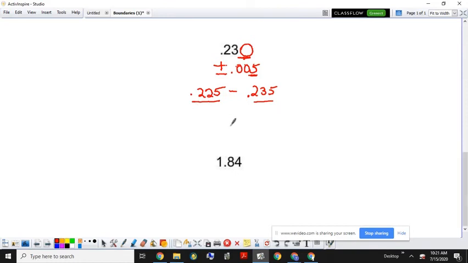Last one: add a 0 at the place value, plus or minus 0.005, giving 1.845. We add 840 plus 5, and then 840 minus 5.